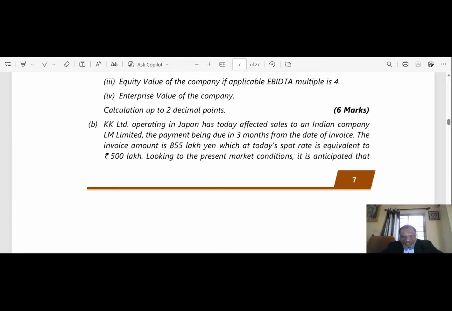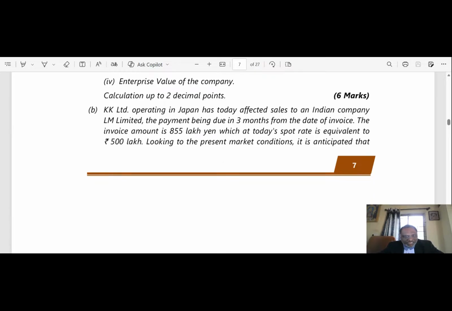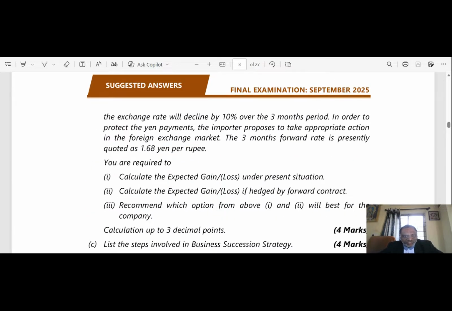Looking to the present market condition, it is anticipated that the exchange rate will decline by 10% over the 3 months period. In order to protect the yen payment, the importer proposes to take appropriate action in the foreign exchange market. The 3 months forward rate is presently quoted as 1.68 yen per rupee. You are required to calculate the expected gain/loss under present situation.